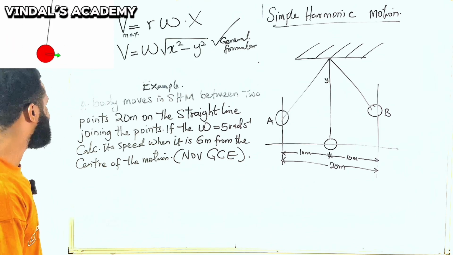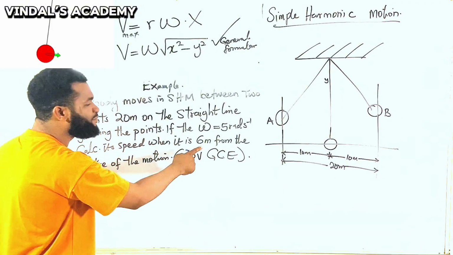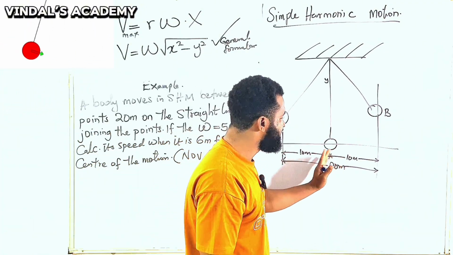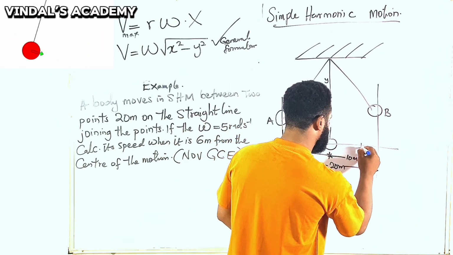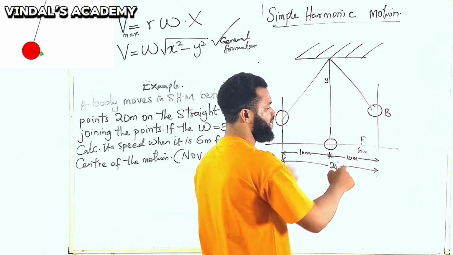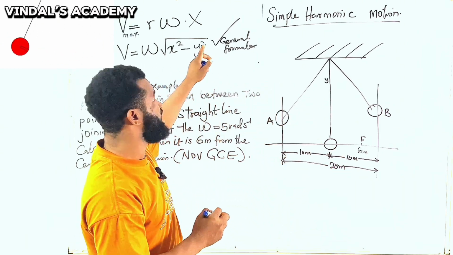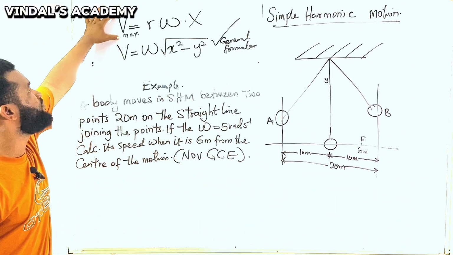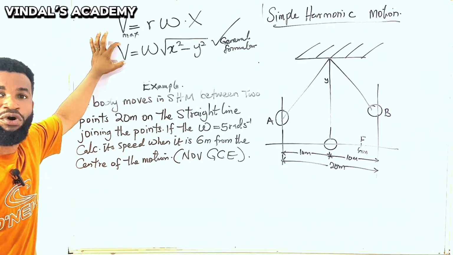So see the next thing they said. They said, if the angular velocity is 5, calculate its speed when it is 6 meters from the center of oscillation. This is the center of oscillation. 6 meters from it, so let me call this place 6 meters, point F. What is the velocity at that point? Remember, for you to understand this, you need to study what I explained in my first video on simple harmonic motion. So I can never use this formula because it's not what it's talking about. This is the general formula, which is the formula for all of them.